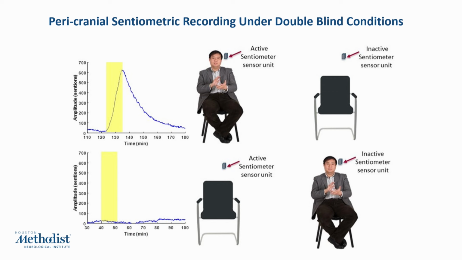In other words, you had two chairs in a room, where one chair had an active scintillometer sensor unit, and the other chair had an inactive one. Then we let the subject go into the room and play musical chairs, shifting from one to the other. The experimenter outside, instructing the subject, didn't know which chair he was sitting in.